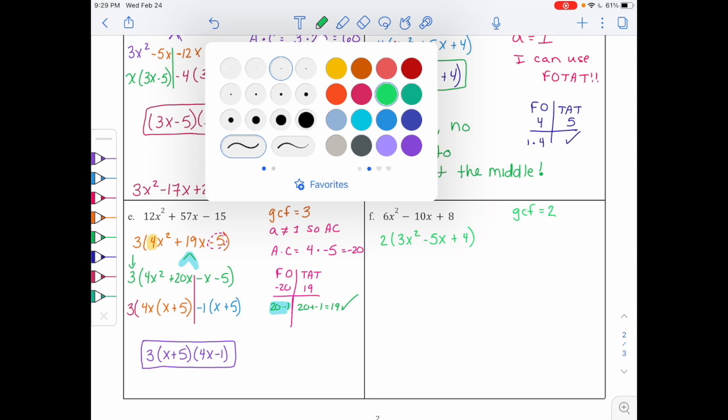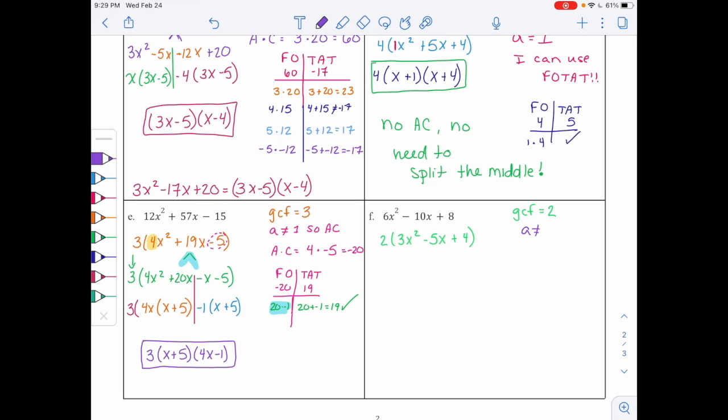And A is still not 1. So we're going to use AC. I'm going to find A times C to be 3 times 4, 12. So I want factors of 12 that add to -5. Numbers that multiply to positive 12.